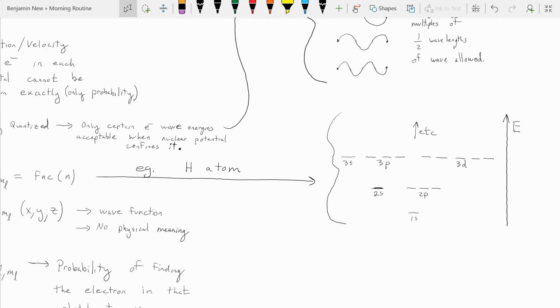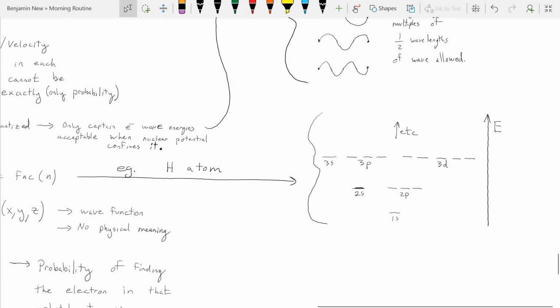And this would be a good representation of the energy distribution, or the energy level diagram, for a hydrogen atom. The 1s is first, so that's n is equal to 1. We have the 2s and 2p, that's n is equal to 2. The 3s, 3p, and 3d, which represents n is equal to 3. And these n is equal to 3 orbitals are all degenerate. The energies are all equal for the 3s, the 3p, and the 3d. And similarly for n is equal to 2 and n is equal to 1.